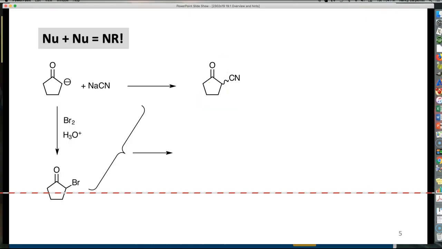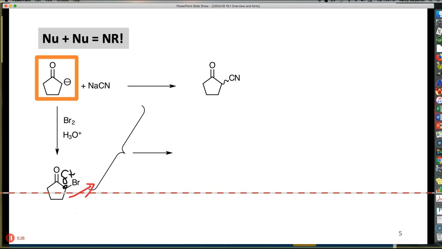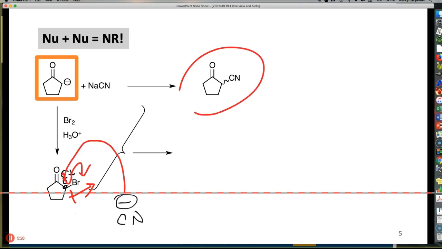But if I convert my nucleophilic alpha carbon by bromination into an electrophilic alpha carbon, because I put that bromine on there, I have a nice dipole. So now I have an electrophilic alpha carbon. My CN minus can attack, kick out my leaving group, and there you go. I get the desired product. So that's what Umpolung is. Umpolung is just switching reactivity.